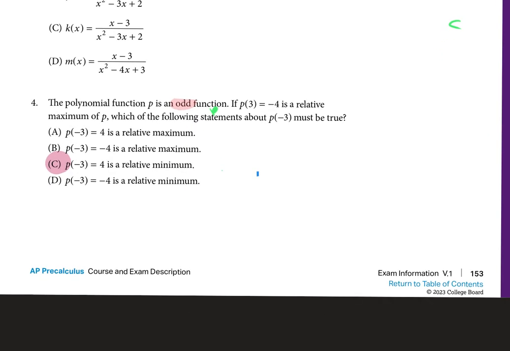All right, number 4 says the polynomial function p is odd. So first of all, it's important to understand what even and odd are because they could get interchanged. If p of 3 equals -4 is a relative maximum of p, which of the following statements about p of -3 must be true? So p of 3 equals -4 is a point over here, and it's saying it's a maximum, which means there are points below it.